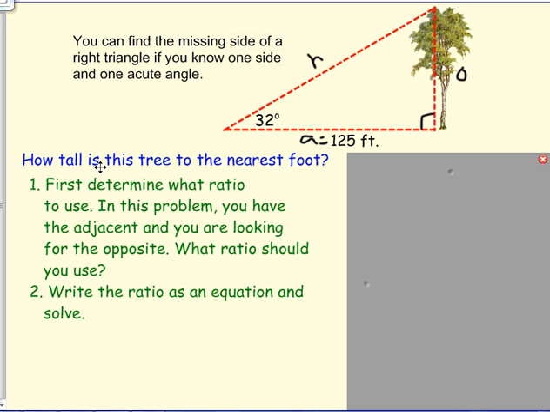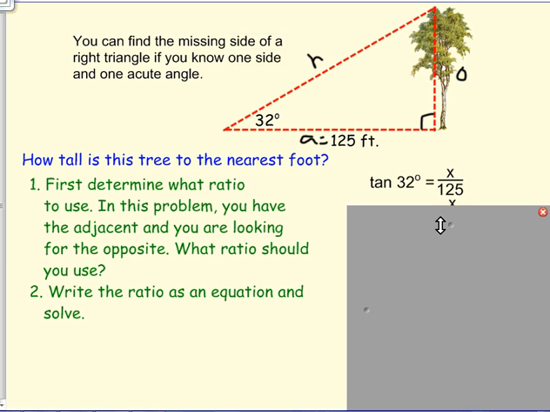Now it says, how tall is the tree to the nearest foot? So I want to figure out my opposite, or my O. First, determine what ratio to use. In this problem, you have the adjacent and you are looking for the opposite. So what ratio should you use? Your mind should immediately go to tangent. Look at how I set up my problem here. I have tangent of 32 equals x, which is my O in this case, my unknown, over 125, my opposite over my adjacent. From here I have to write the ratio as an equation and solve.